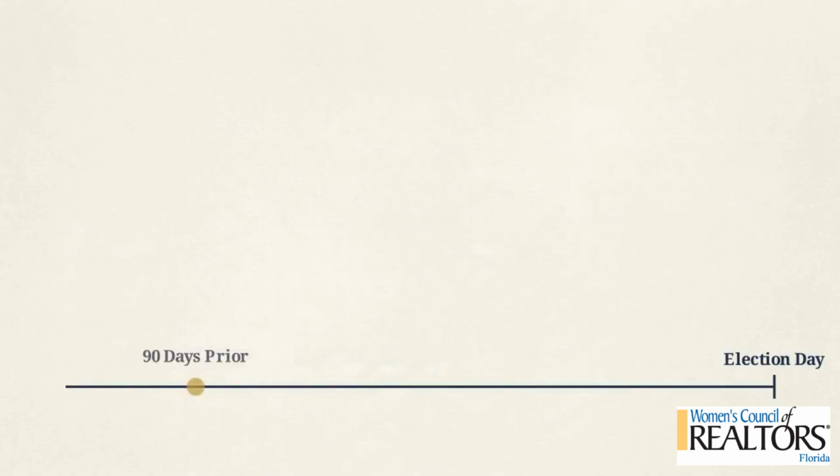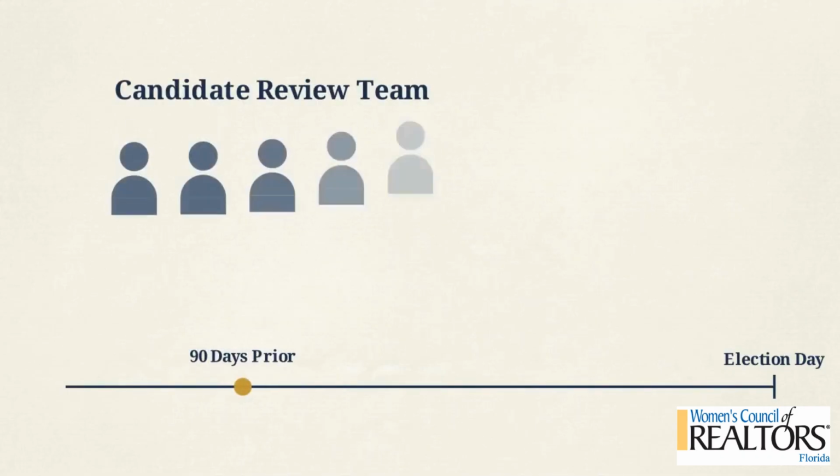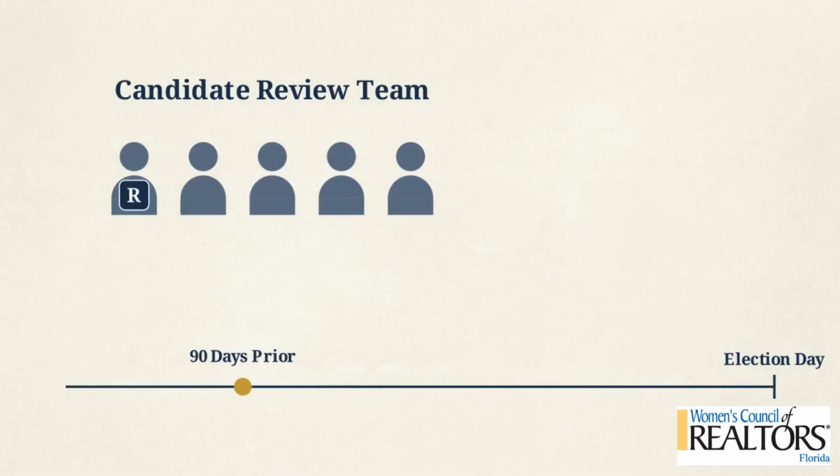Step 1 begins exactly 90 days before the election. Your president-elect will initiate the first official meeting of the Candidate Review Team, or CRT. The CRT must be made up of 3 to 5 members. You are strictly required to include 1 Realtor member and no more than 1 national affiliate. It is also highly recommended to include a past president and a past program director. The president-elect serves on the team as a non-voting member.